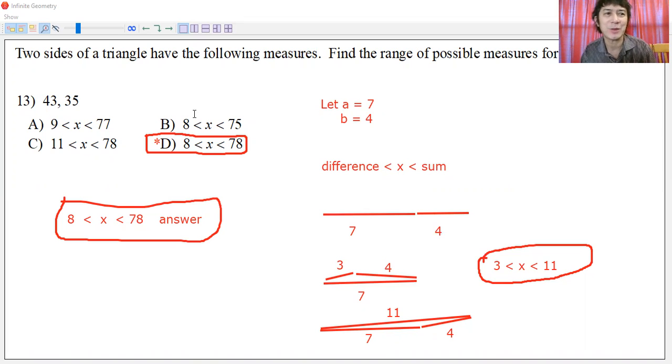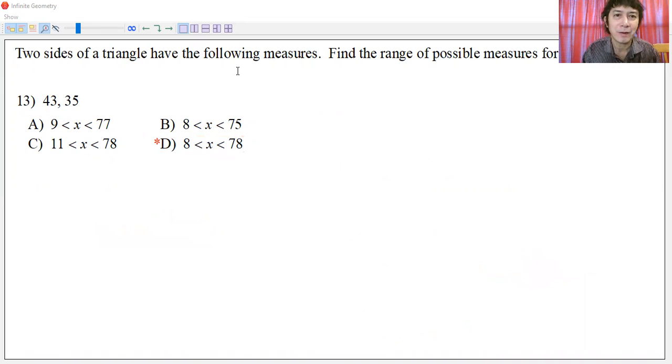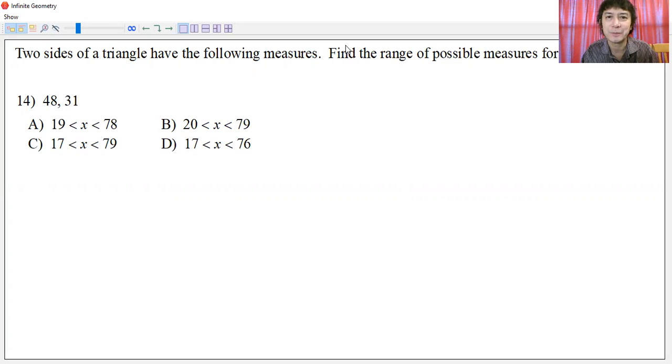So let's continue with number 14. Here's number 14, the question is over here. Two sides of a triangle have the following measures. Find the range of possible measures for the third side. We have 48 and 31. Now let's use our formula.